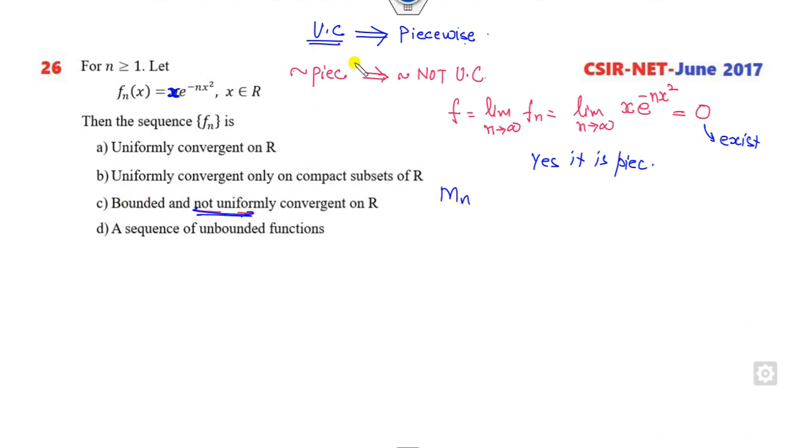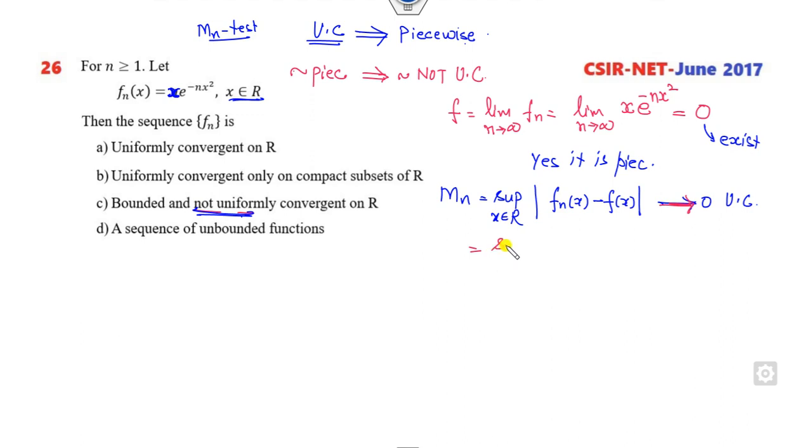So how can you apply uniform continuity? We always apply the M_n test. What is the M_n test? You take the supremum of |f_n(x) minus f(x)|. What is the domain? Domain is the real line. If you prove that it goes to 0, then it's uniformly convergent, otherwise not. Remember, goes to 0.